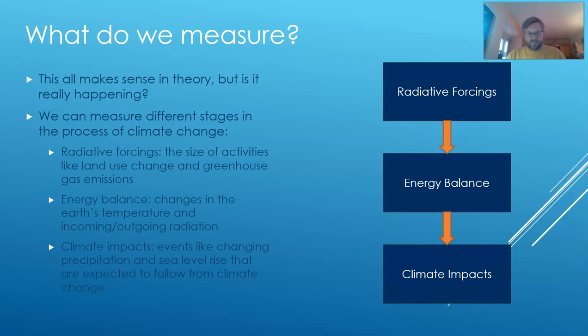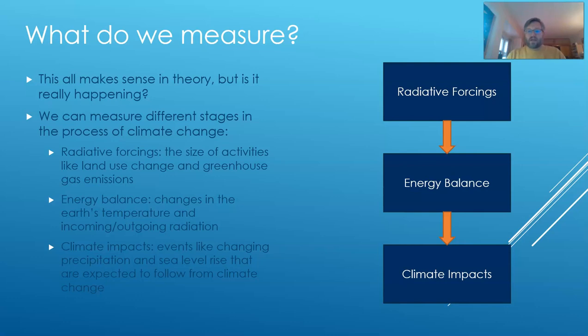So when we look to measure climate change, we can basically measure three different steps of our model of how climate change works. So we can look at the radiative forcings. So the events that are causing climate change. So these are things like the accumulation of greenhouse gases in the atmosphere or land use change, these things that are going to cause climate change. We can measure those things.